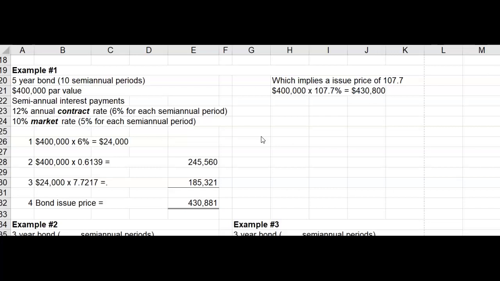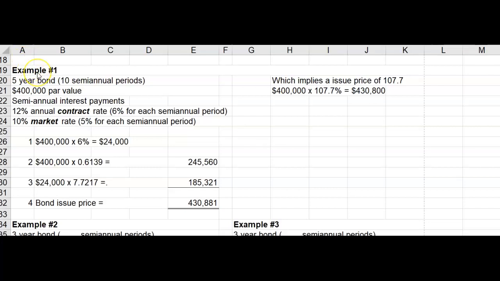In this video, we will use the present value tables located in Appendix B at the back of your textbook to calculate the issue price for a bond. Up to this point, you have always been given the issue price of the bond. For example, you might have been given a problem similar to the following.